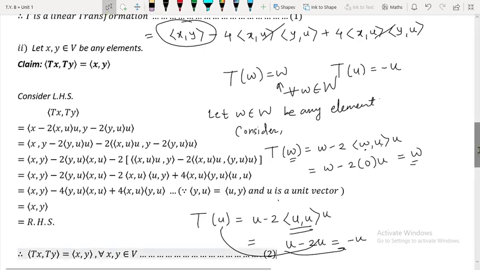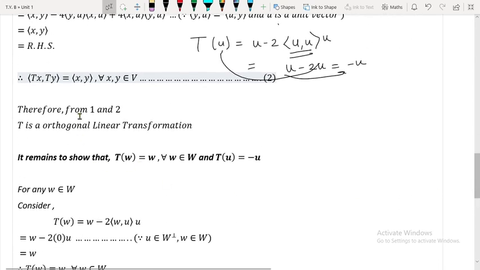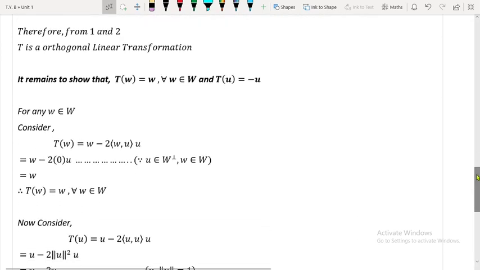So in the next class we are going to solve some examples depending upon it. Before that, we will just see what I have done here. So therefore this condition is satisfied, therefore from 1 and 2, T is an orthogonal linear transformation. Now it remains to show that T of w is equal to w and T of u is equal to minus u. So for any w belonging to W, I will consider this. And that is what I have written here. U is orthogonal to W. So therefore this will happen, therefore T of w is equal to w.